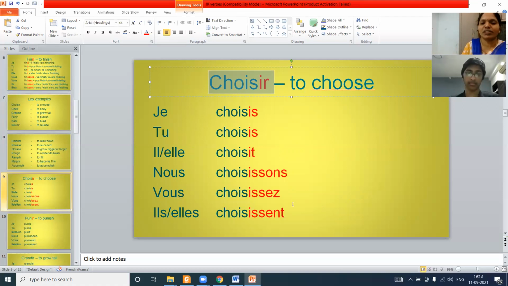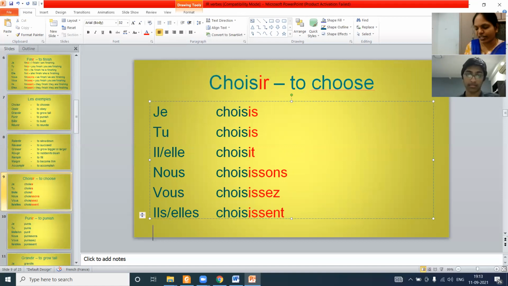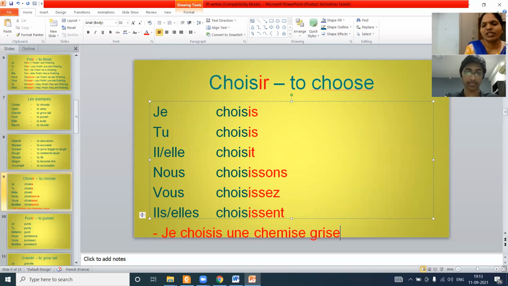Now make one sentence with choisir, Smaran, any sentence. For example, I am choosing. Which color shirt did you buy recently, which color shirt did you choose? Let's say gray. So, je choisis, quelle couleur, Smaran? Gray, okay. So, une chemise grise. I am choosing the gray shirt.